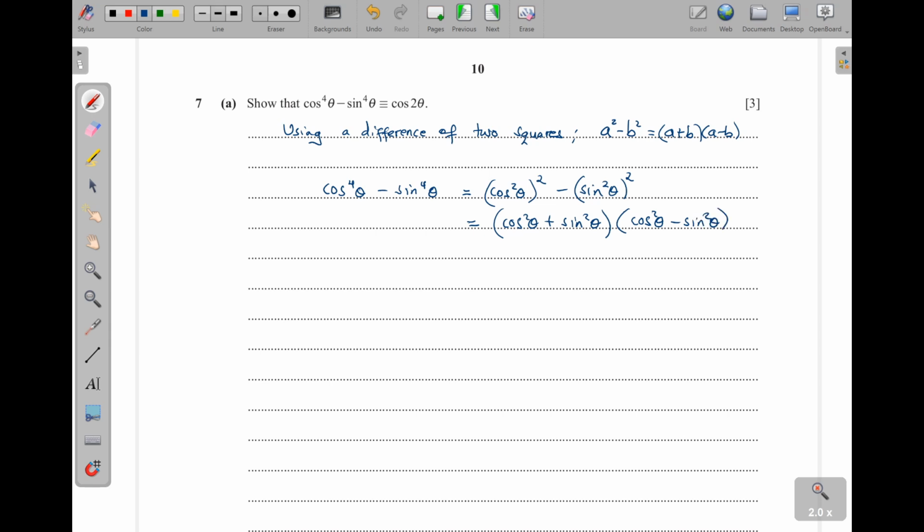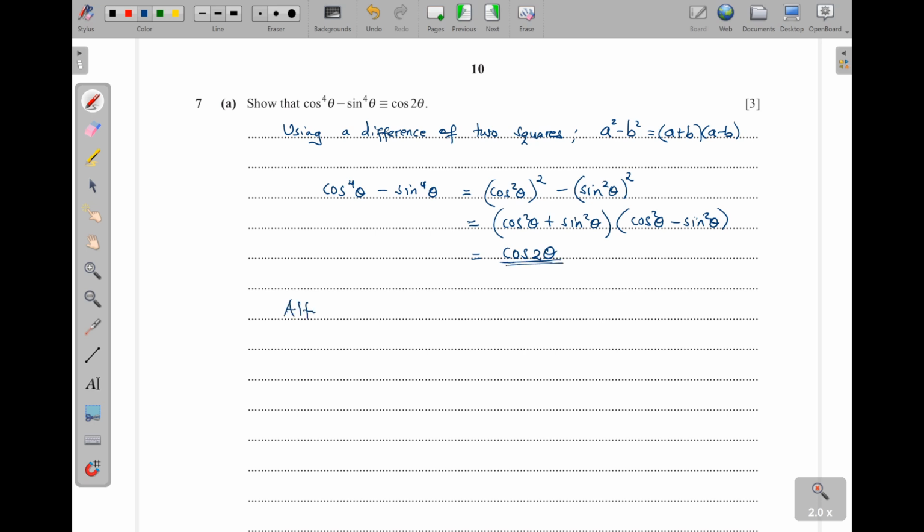When you look into the list of formulae, you will find that cos 2θ is cos²θ minus sin²θ. And this other one here is 1. So I will have our answer out as cos 2θ, as simple as that.